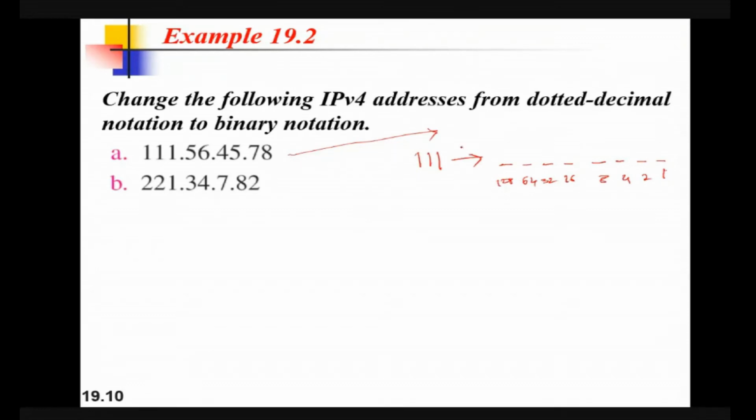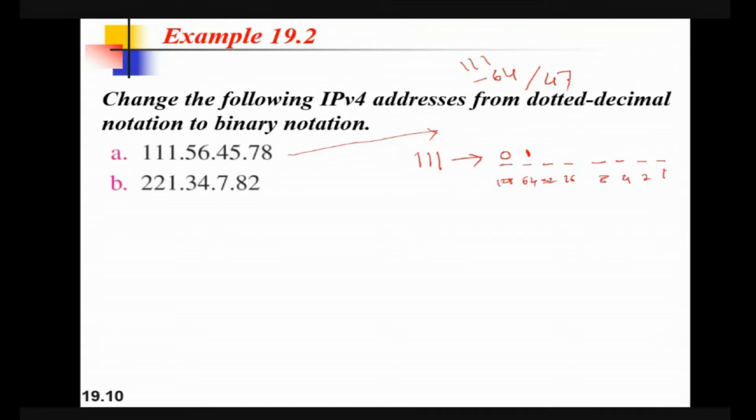Now 111 is lesser than 128, so here it will be a 0. Am I right? It is lesser than 128, so here it will be a 0. Then next, 111 is greater than 64, so here it will be 1. So out of 111, we have represented 64. Just subtract this: 111 minus 64 is 47. Yes, it is correct. So we have represented 64 and the remaining is 47.